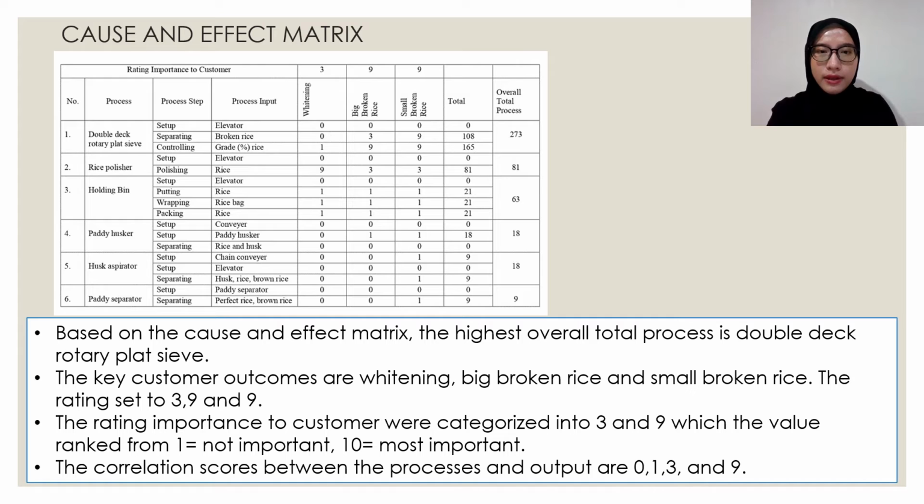Next is the cause and effect matrix before and after sorting following the overall total process value. From the cause and effect matrix, we can see the double deck rotary plate sieve has the highest overall total process. The ratings of importance to the customer were categorized into 3 and 9 values. The value ranks from 1, which is not important, to 10, which is the most important. The rating set for whitening is 3, for big broken rice is 9, and for small broken rice is 9. So the correlation score between the process and output is 0, 1, 3, and 9.